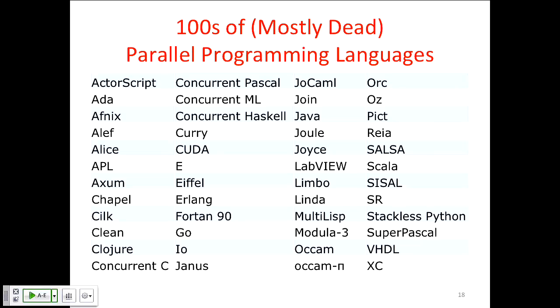And here's just a small piece of the massive graveyard of dead parallel programming languages. There have been many, many attempts over the decades to develop parallel programming languages, and this is just a few of them. Almost all of these are dead because it's really hard to write a parallel programming language that people like, that is widely used, and that is actually effective.